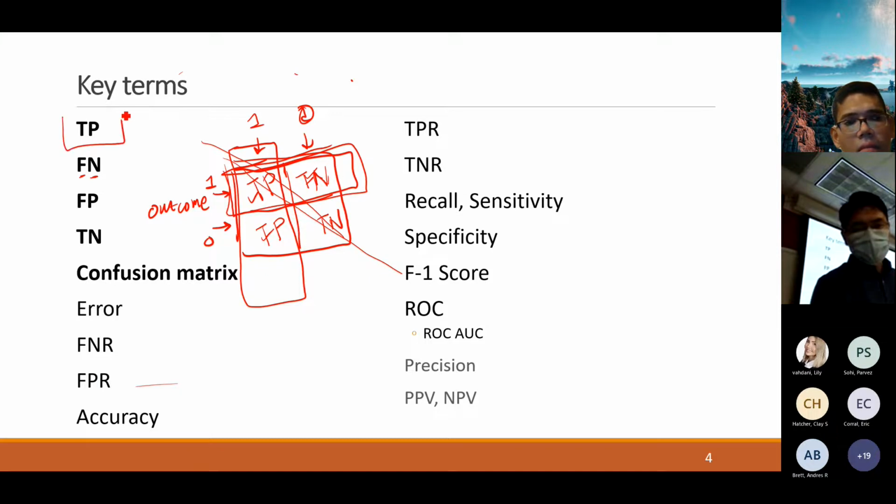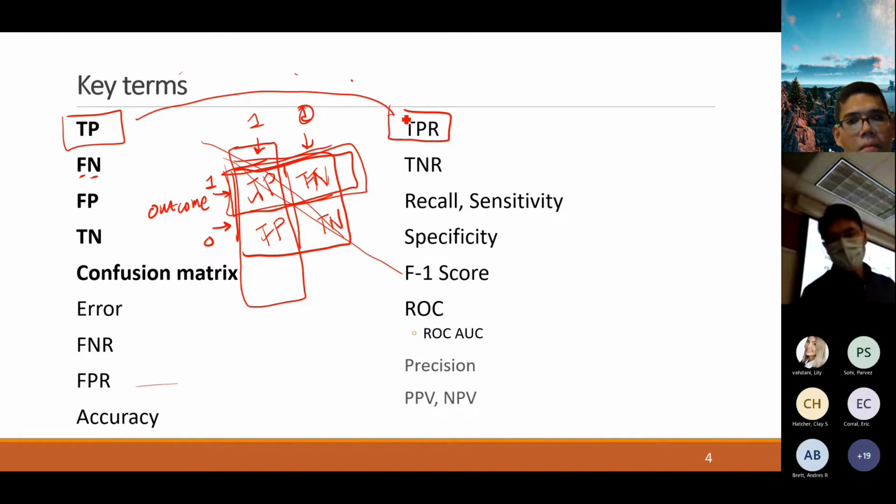When you have true positive, then you can have true positive rate. Since it's true positive rate, it is describing some kind of goodness of performance. It's a rate that describes how well the model is doing. That means the higher the better. If true positive rate is 100%, it's great. If it's 30%, it's not good. So what is true positive rate?